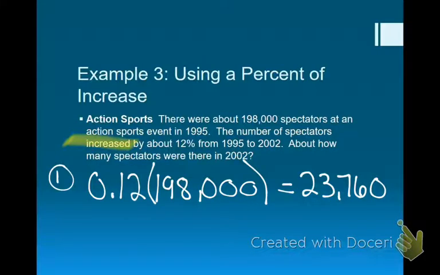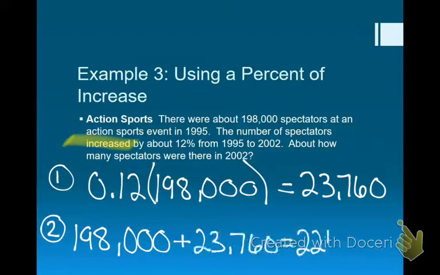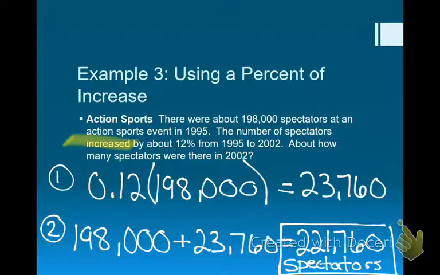So if it was a decrease, what would I be doing in step 2? I'd be subtracting it. So add them together and I get my new total. And make sure you label anytime it's a word problem. The only difference with step 2, if it's a decrease, is you subtract.